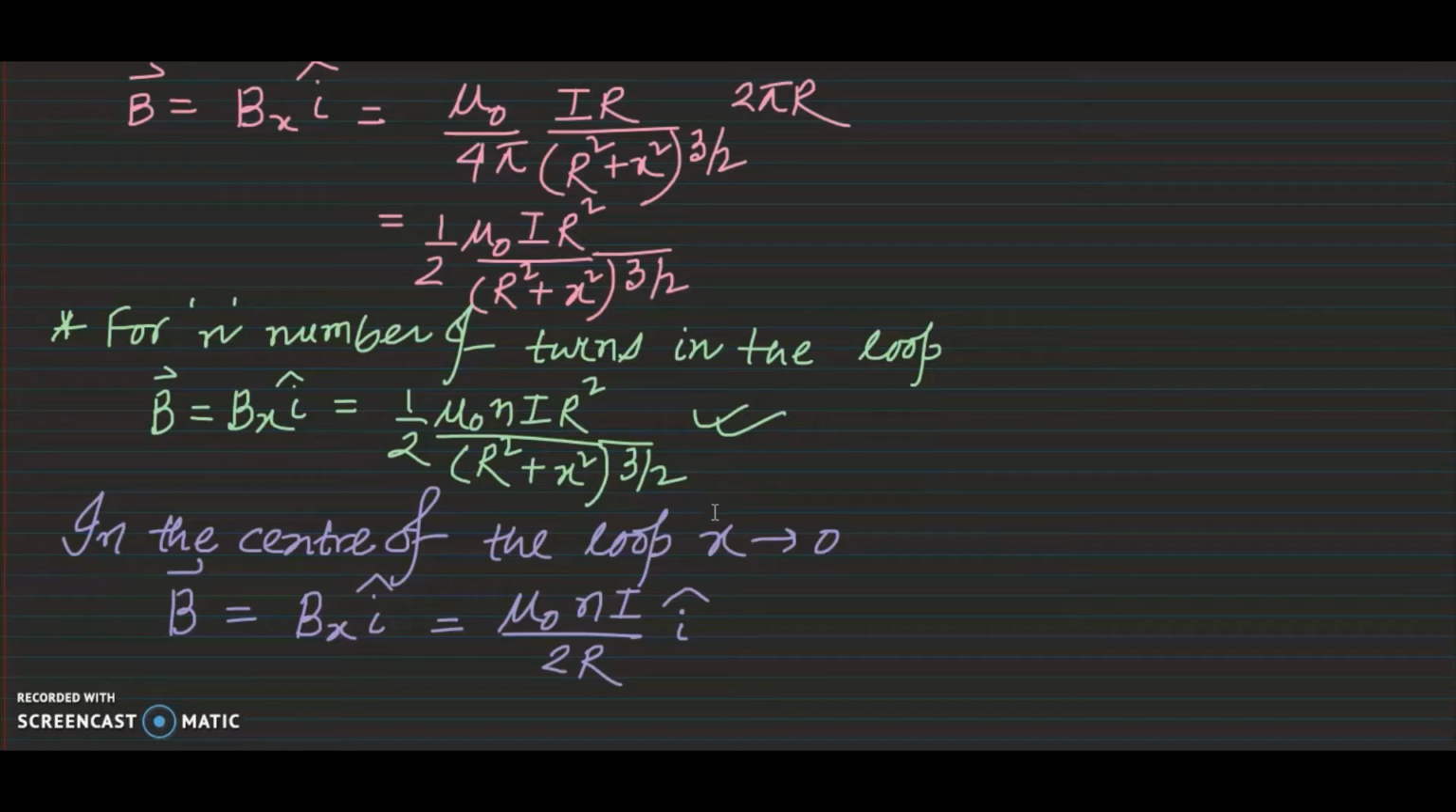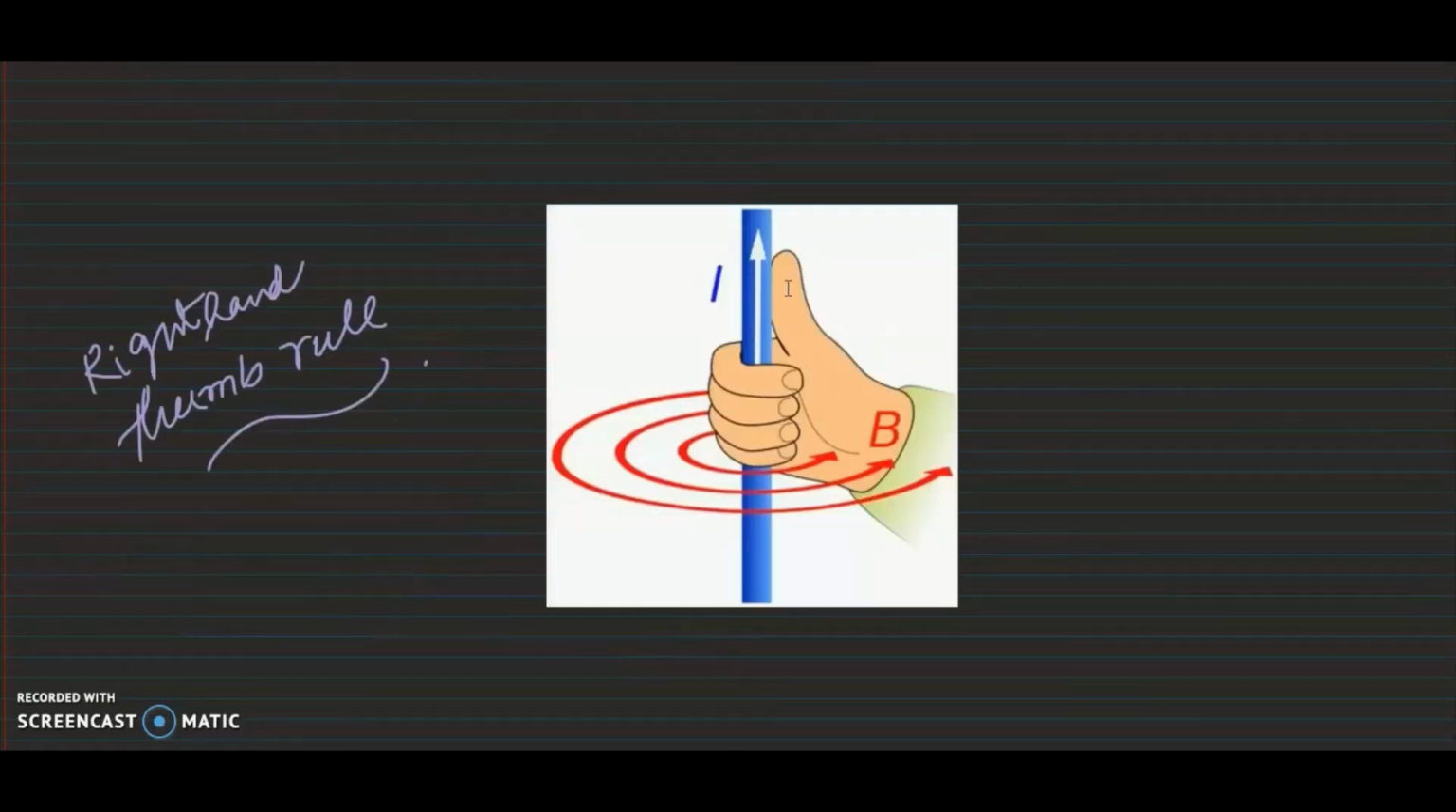Now in a special case, at the center of the circular current carrying loop, where x tends to 0, the magnitude of the magnetic field will be B vector equal to Bx i cap equal to mu 0 n I by 2R times i cap. The direction of the magnetic field can be given by the right hand thumb rule, and it points along the x-axis.